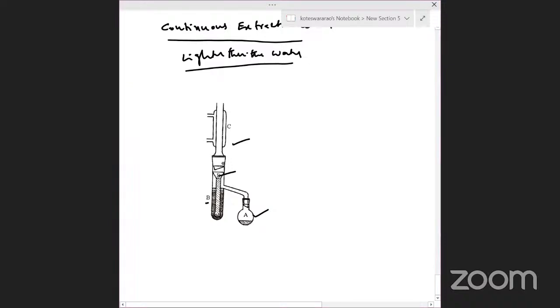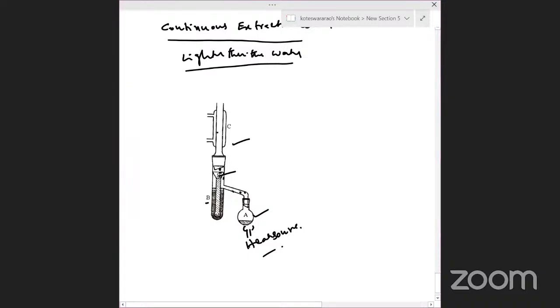Then the extracting solvent present in A is heated using a flame or some heat source. When we are heating, a vapor will be generated. That vapor will go through body B and enter into the condenser, where it will be condensed to liquid.